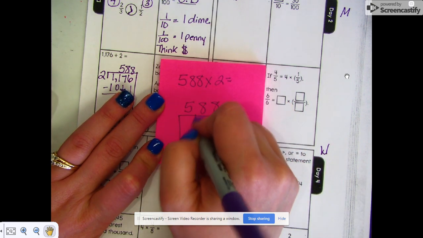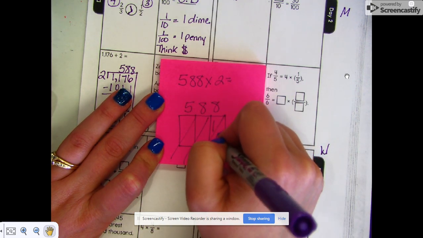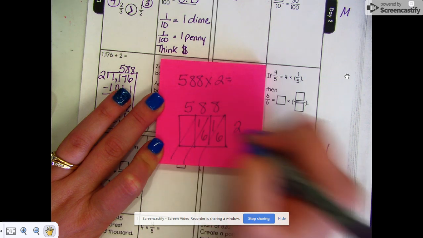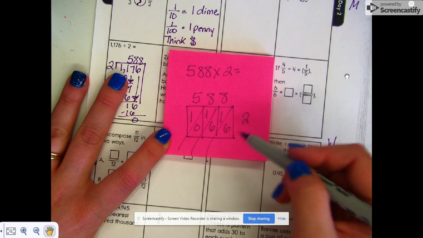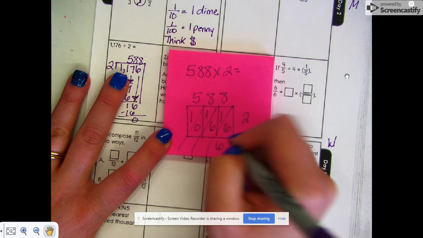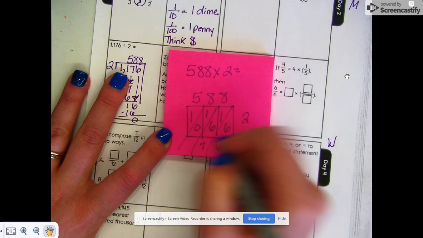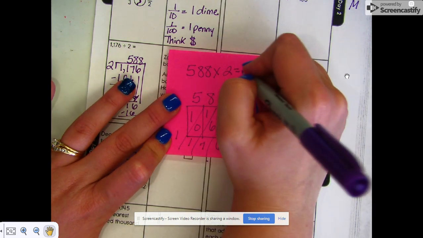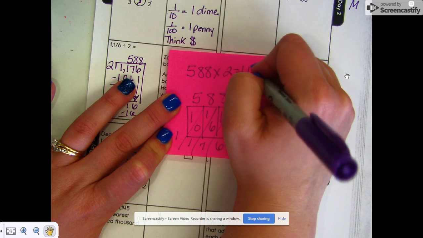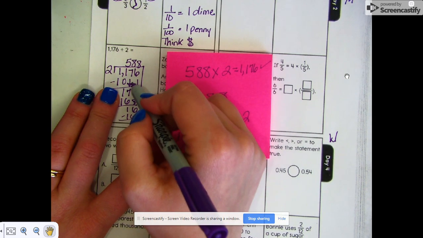Do my lines here. 8 times 2 is 16. 8 times 2 is 16. 5 times 2 is 10. And then I'm going to come through here and add. So 6 plus 0 is 6. 1 plus 6 is 7. 1 plus 0 is 1. And 1 appears by itself. So they are still getting 1,176. And they know that they've got the correct answer.